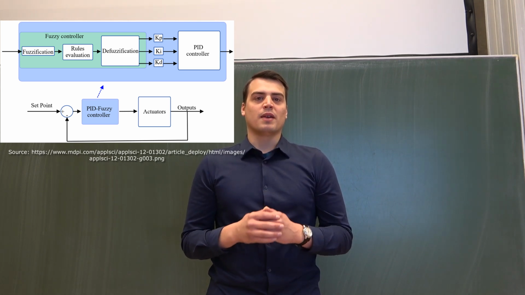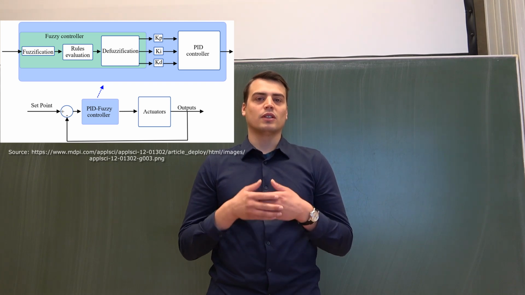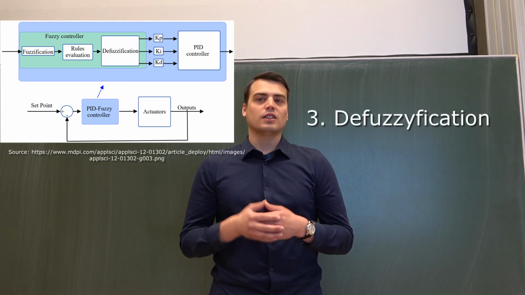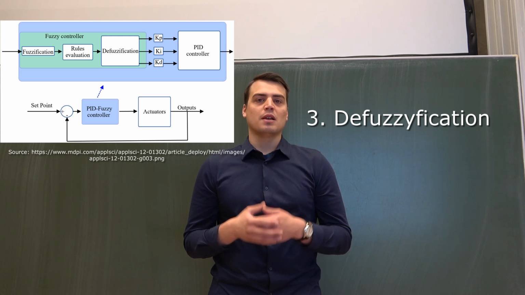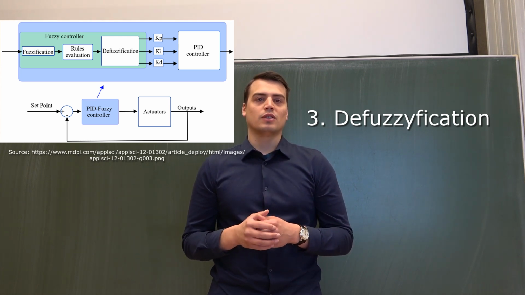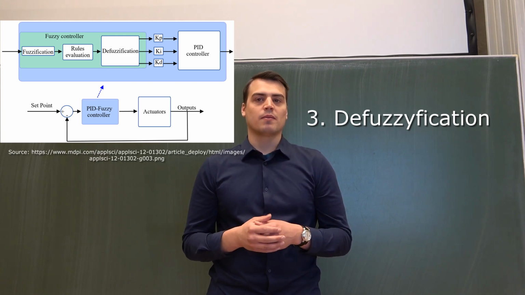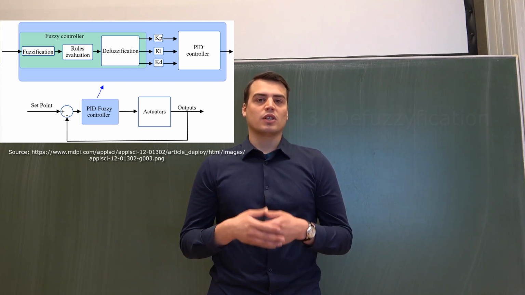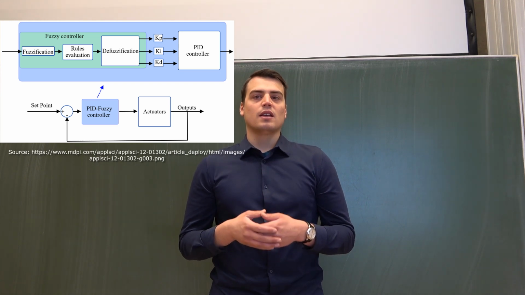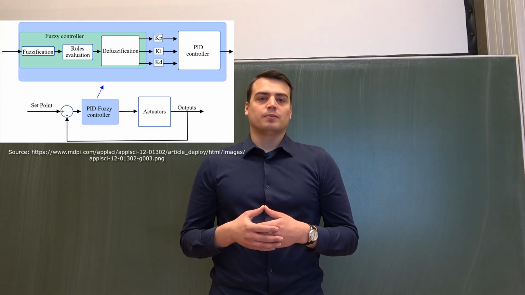The last step of this method is so-called defuzzification. This transforms the fuzzy outputs back into crisp values, using techniques like the centroid method, for example. These crisp values serve as control commands sent to the quadcopter.